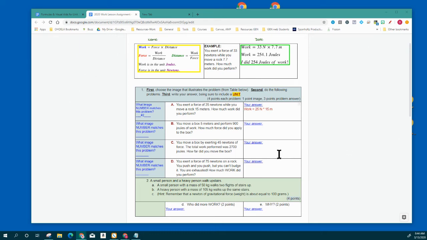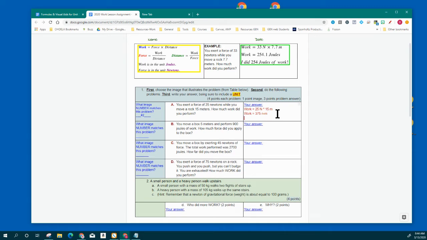What did you get? You should get 375. Now you can put Newton meters, but we also have to know that that means 375 joules, because you will see it both ways, primarily joules, but you will see it both ways on quizzes or exams in our course. That's 1A. Awesome!